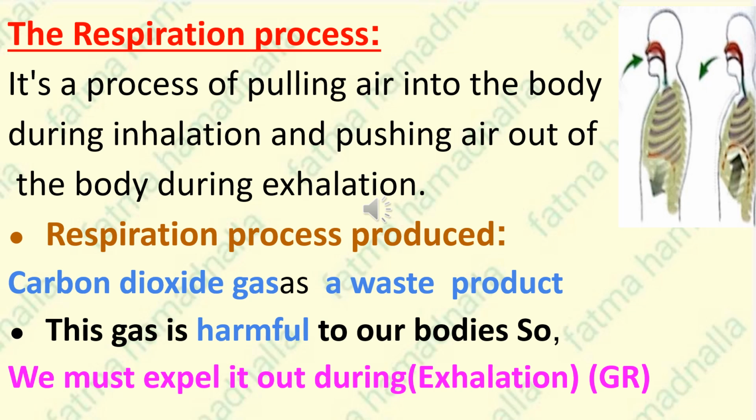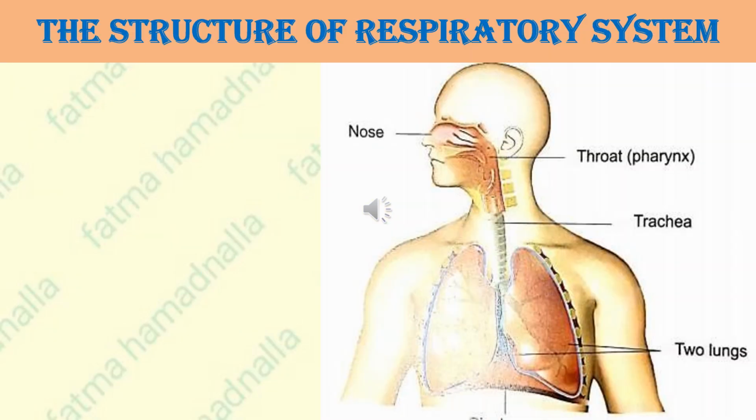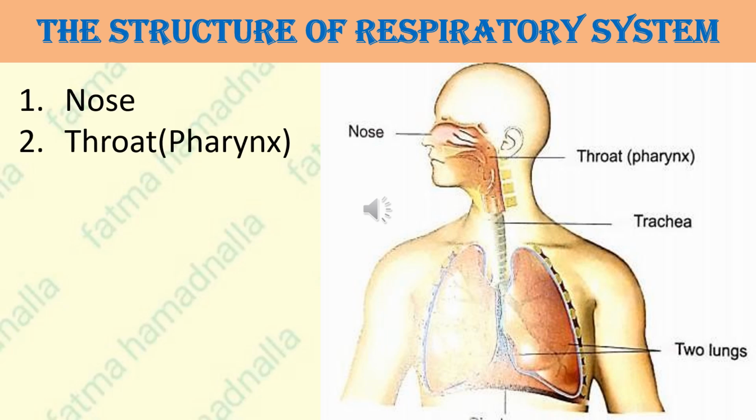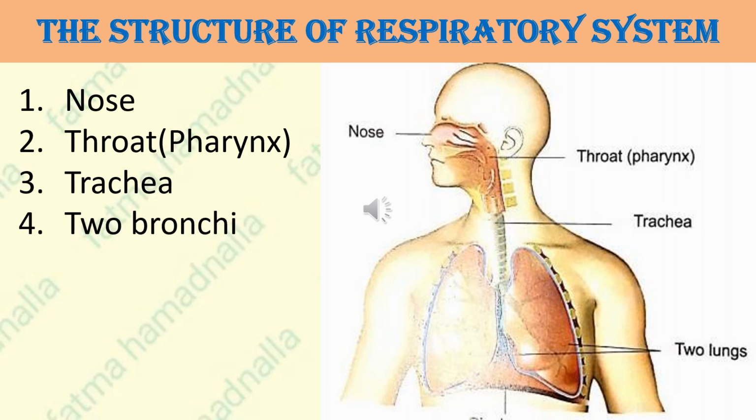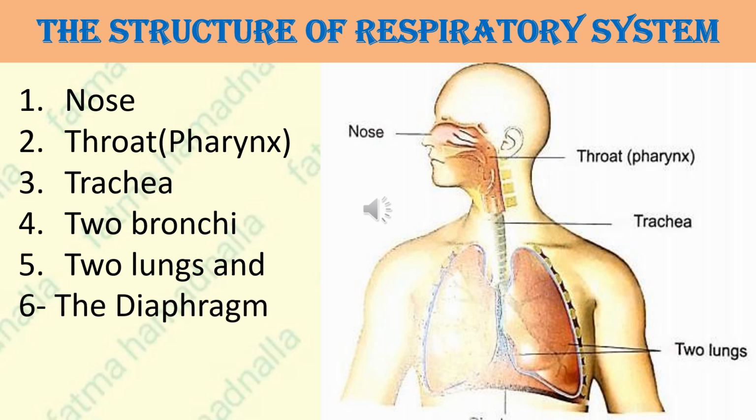And this is a give a reason question. Now, we want to know the structure of the respiratory system. 1. Nose. 2. Throat or pharynx. 3. Trachea. 4. Two bronchi. 5. Two lungs. And 6. The diaphragm.